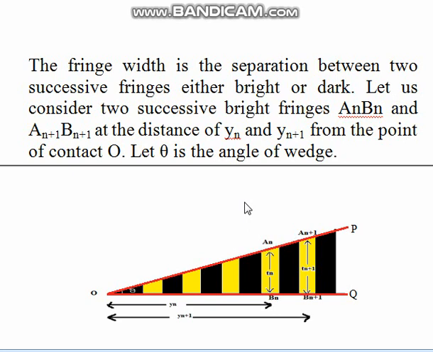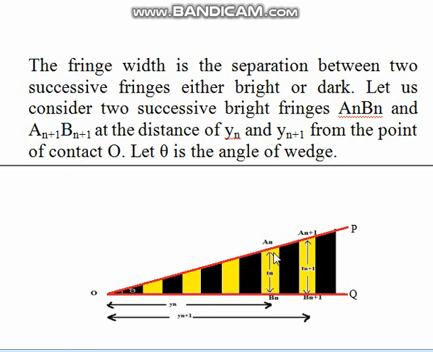an interference pattern separated by bright and dark fringes, and they are alternating in nature. So you can see that there is a dark band near the point of contact. Then after that there is a bright band, a dark band, a bright band, and so on. In this pattern, let us consider this is the nth order bright band. Then the next bright band will be the n plus 1th order. Okay, so let's focus on these two bright bands.